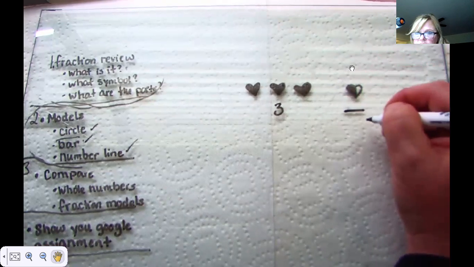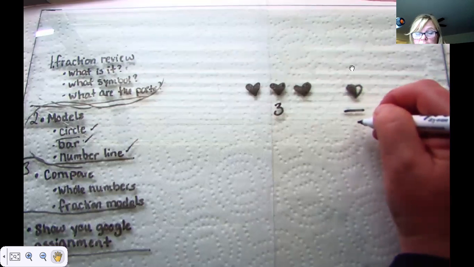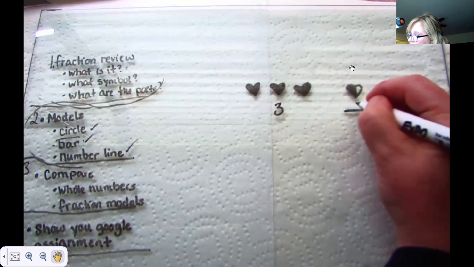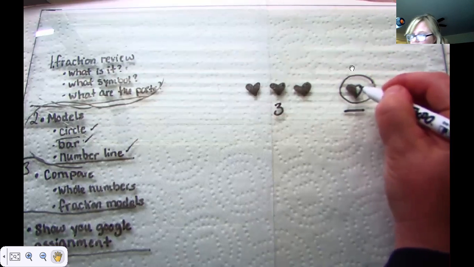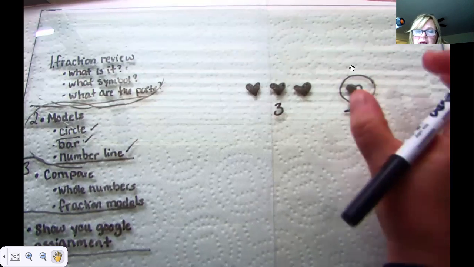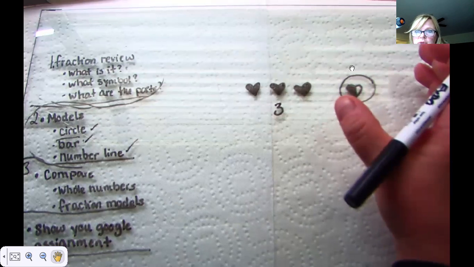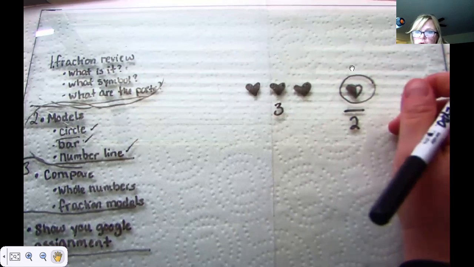Okay, and fractions have a numerator, a fraction bar, and a denominator. The denominator: once I identify what my whole is, and I've identified that it's a heart, 1 whole heart, okay, how is that whole divided? That's what my denominator tells me. 2. This is divided into 2 equal parts.